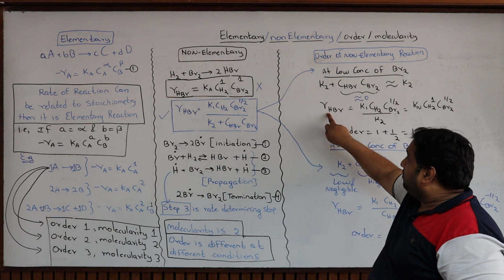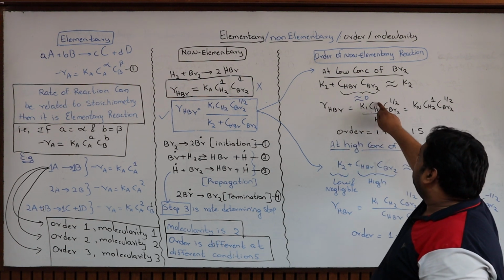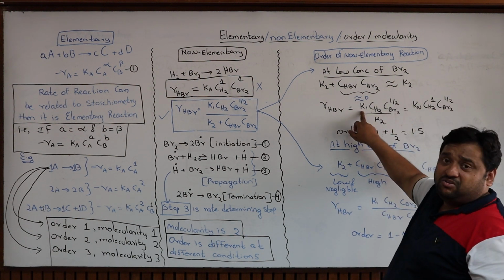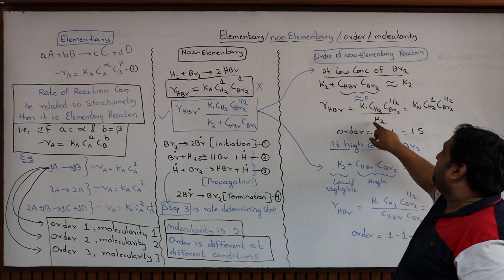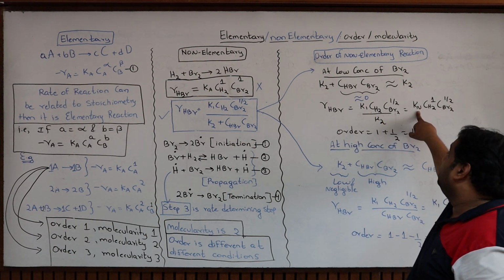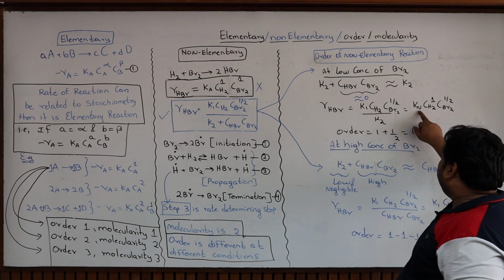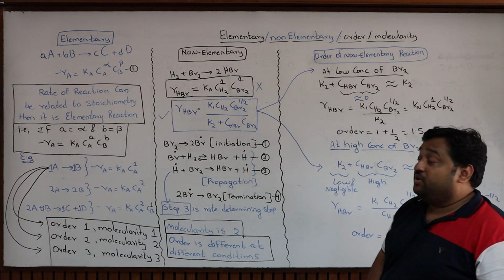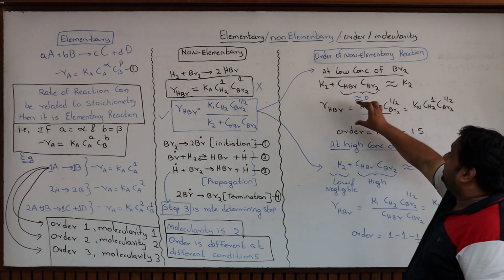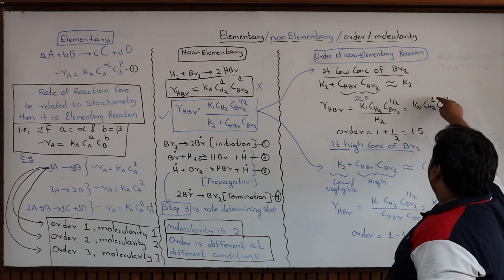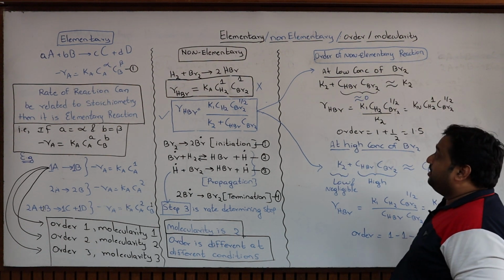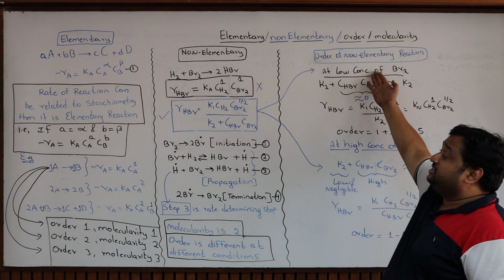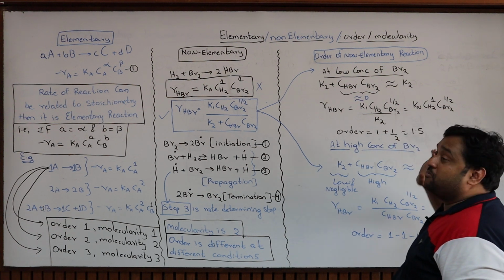Now let us replace this denominator with only K2. That means the rate of reaction of HBr is equal to K1 C_H2 C_Br2 power 1/2 divided by K2. K1 is one rate constant, K2 is another rate constant. Let us put K1 by K2 as Kn, which is a new rate constant. Now the entire equation becomes Kn times C_H2 power 1 times C_Br2 power 1/2. Now you can define the order. What is the order at low Br2 conditions? It is 1 plus 1/2, which is 1.5. The order of this particular reaction at low concentration conditions is 1.5.